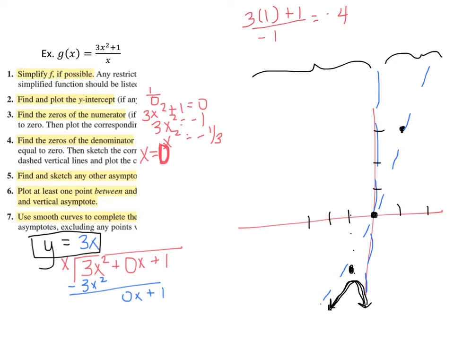Now let's test the right side. If I test positive 1, I'm going to get 3 times 1 plus 1 over 1, which is going to give me 4 over 1, which is 4. And it is symmetric, so that's going to be above this diagonal line. So here's the other part of my graph.